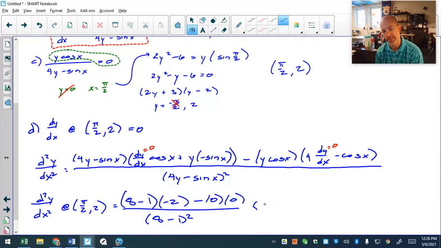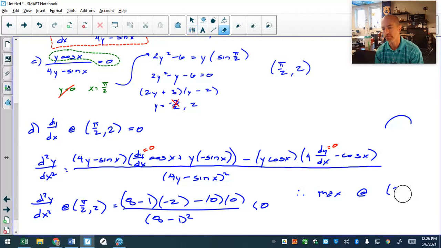That will result in a negative second derivative. Therefore, we are concave down. We are concave down. Therefore, there is a max at the point pi over 2 comma 2 by the second derivative test.